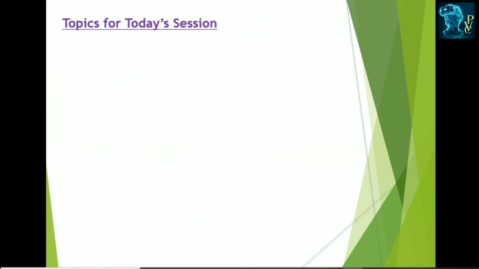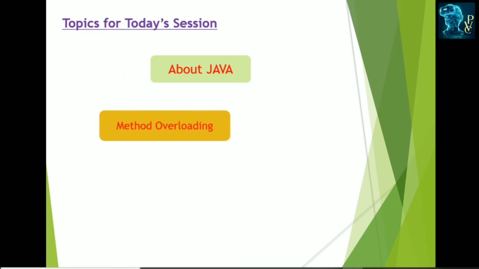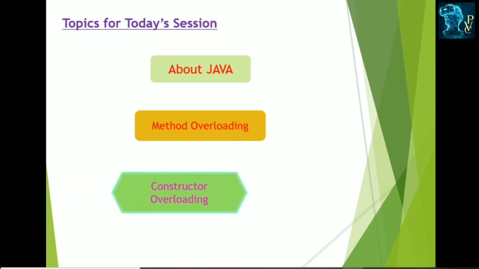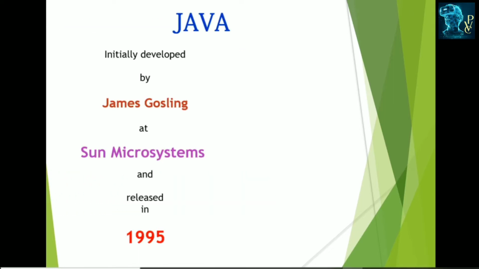Topics for today's session are: first, we have to know what Java is, and then method overloading and constructor overloading. Initially, Java was developed by James Gosling at Sun Microsystems and released in 1995.